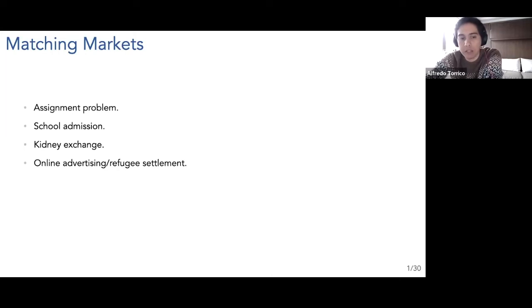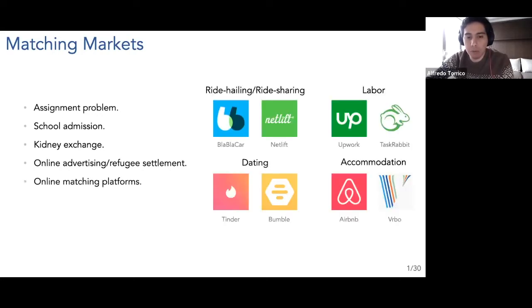Okay, so surprisingly, these also find applications in refugee settlement, because people are arriving over time, and then you want to allocate these people to certain cities in order to maximize their success. Okay, so with the progress of technology, online matching platforms have also grown in popularity, and they provide services in many areas such as ride-hailing, ride-sharing, labor, dating, and also accommodation.